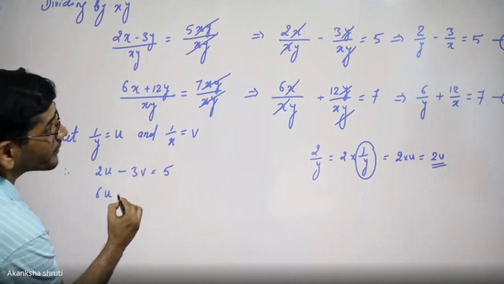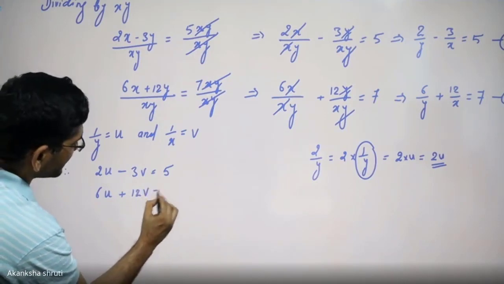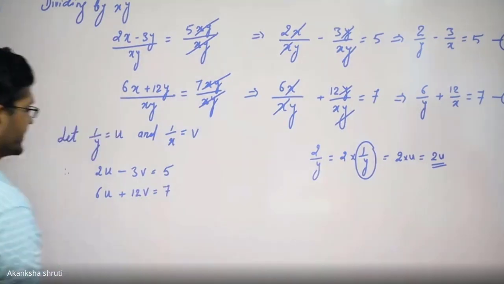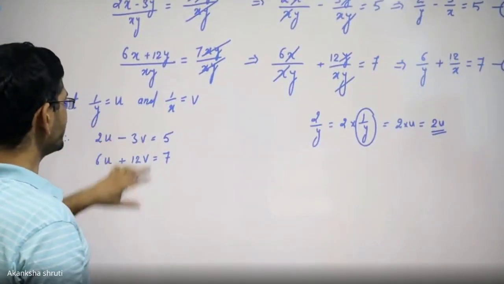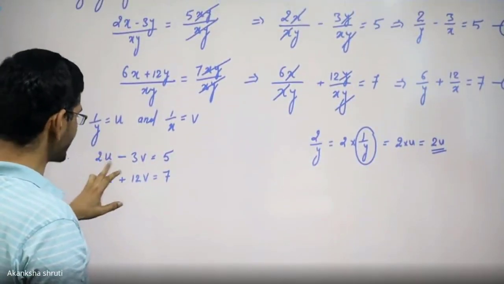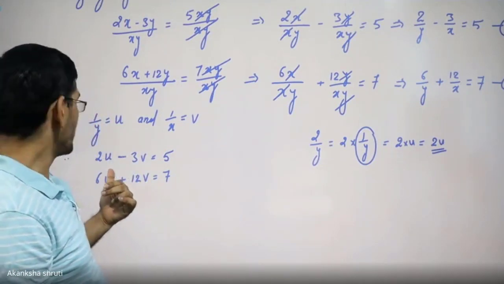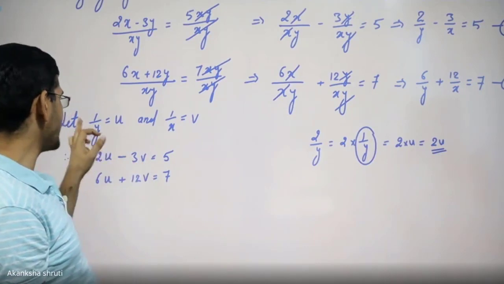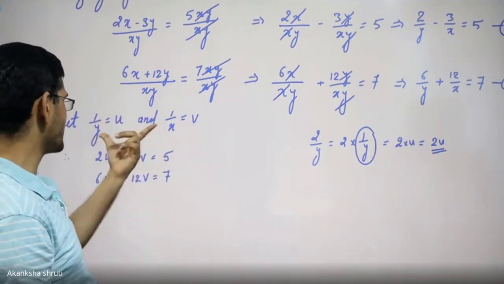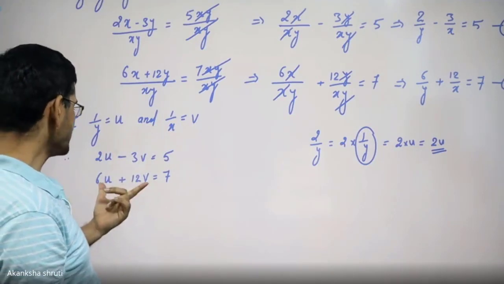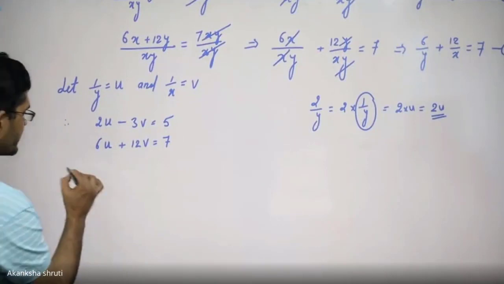6u plus 12v is equals to 7. Here we are getting the pair of linear equations in the new variables u and v, and we have to determine this u and v. Once u and v are calculated, apply the reverse substitution, or whatever we have assumed, and we can get x and y. Let us do it.